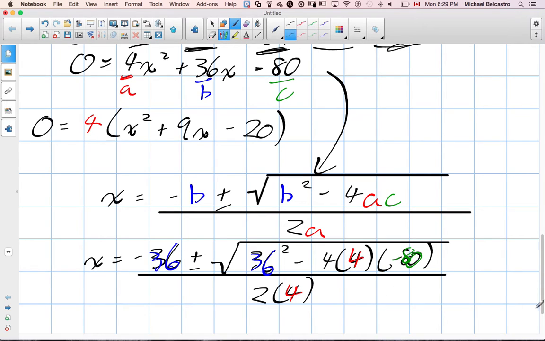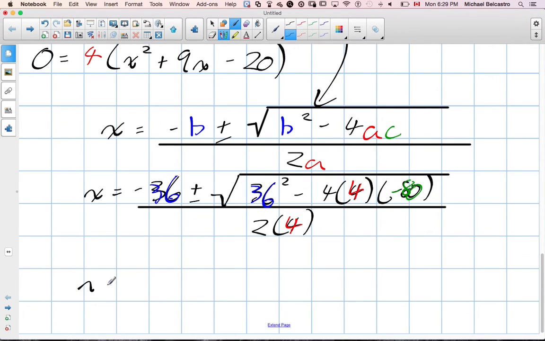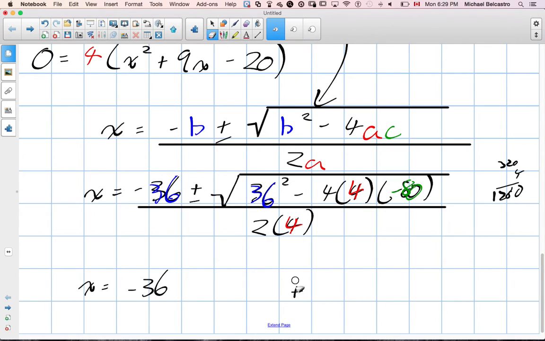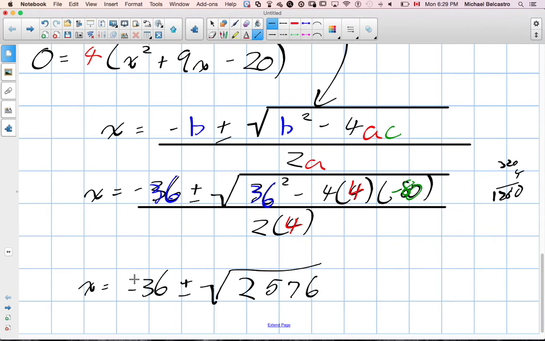So now that we have that, we go through the motions of this. We can probably do all of this in one step. Negative 4 times negative 80 will give us positive 320, times 4, that's 1,280... so we're going to get 2,576 once we add 36 squared. Great, so we're going to find the plus and minus square root of 2,576, and on the bottom it will be divided by 8.